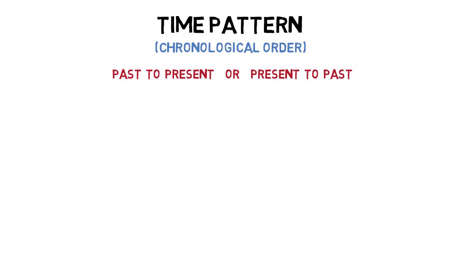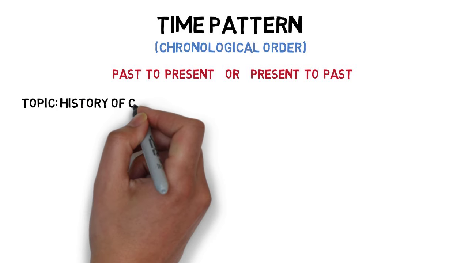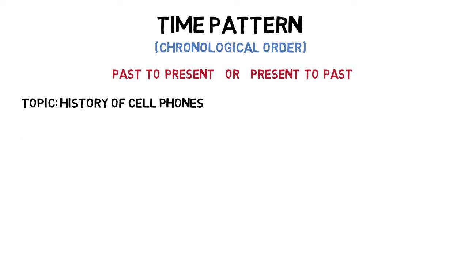When using a time pattern, it's important to explain events chronologically, in the order in which they occurred. For example, the arrangement of main points for a speech on the history of cell phones might sound like this.